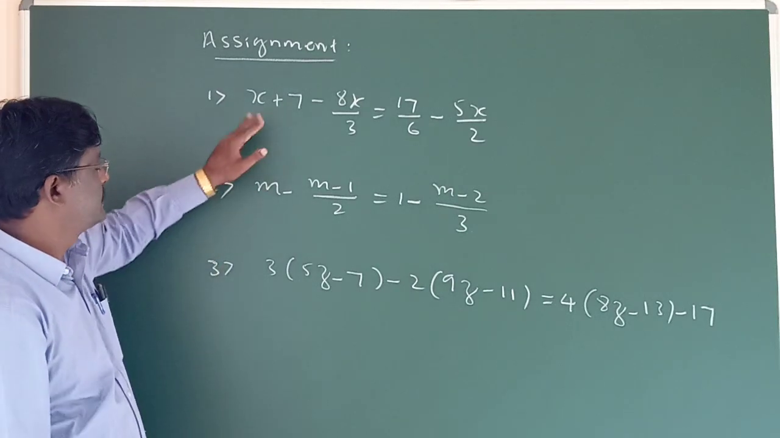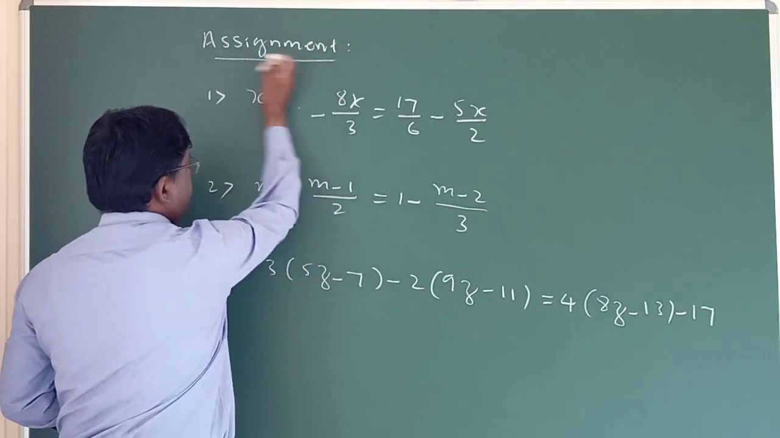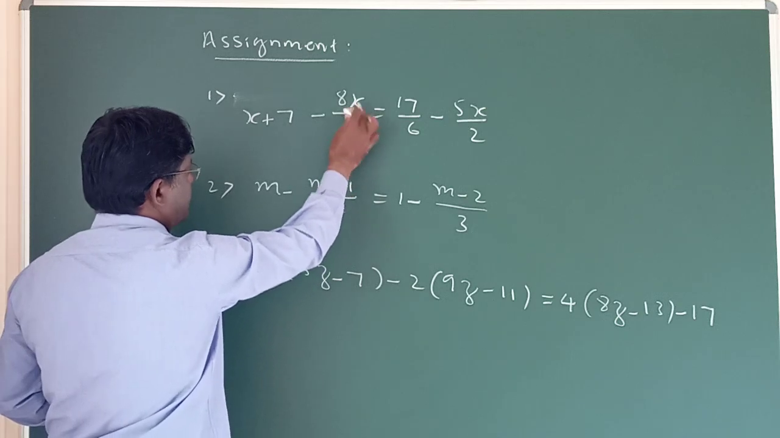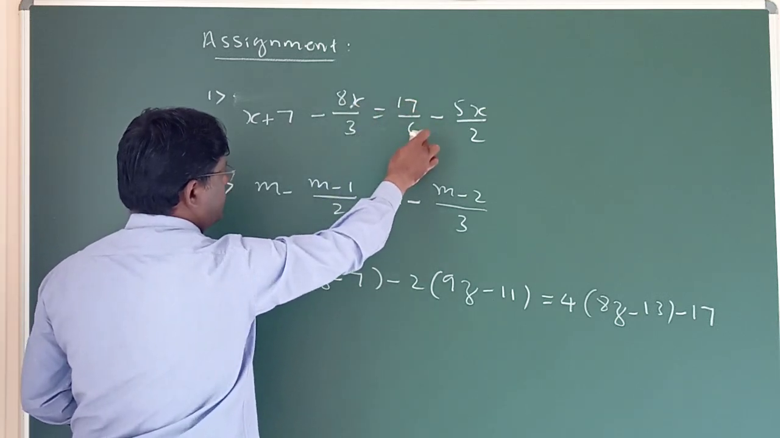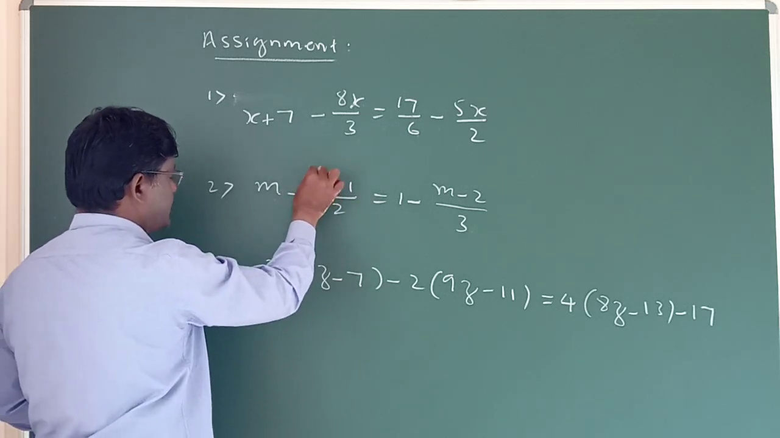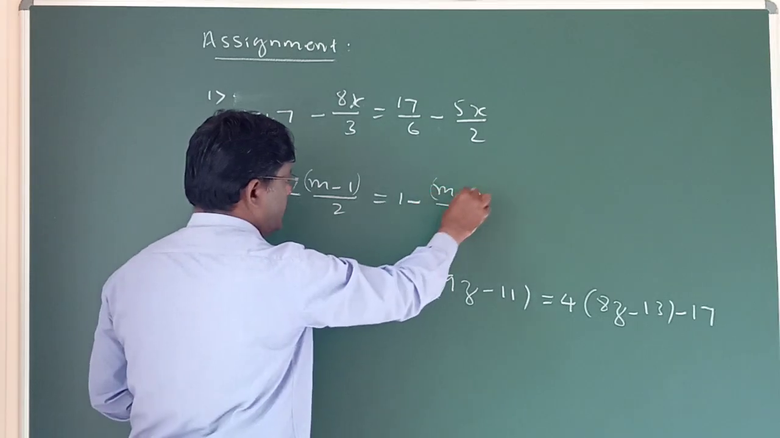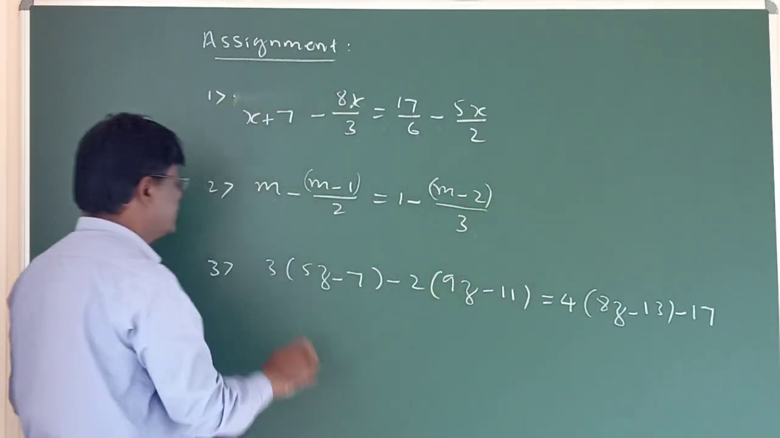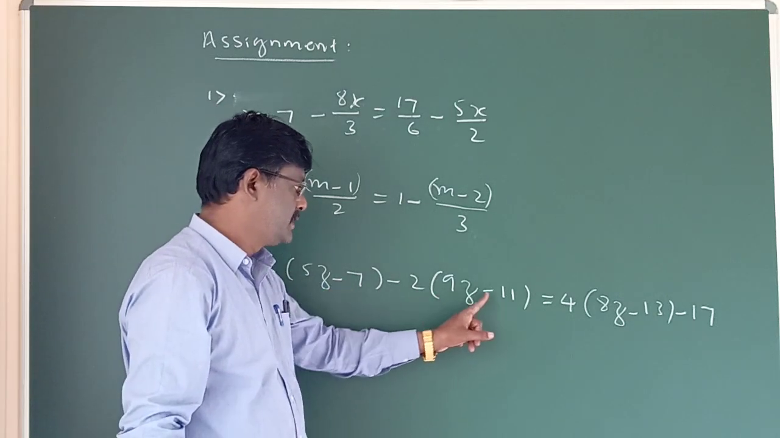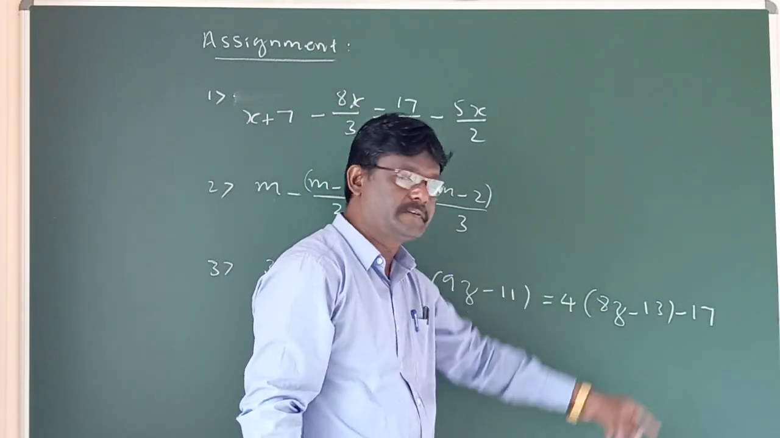Okay children, today's assignment: x plus 7 minus x plus 7 minus 8x by 3 equal to 17 by 6 minus 5x by 2. Minus means it is understood. We have to introduce brackets. Then 3 into 5z minus 7 minus 2 into 9z minus 11 equal to 4 of 8z minus 13 minus 17. Okay, children.